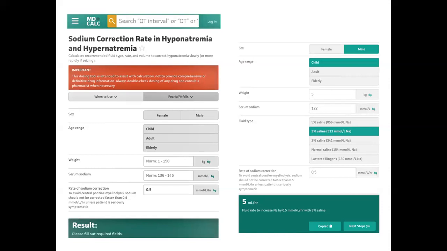In this particular child, my target is only 6 milliequivalents. For 6 milliequivalents, what is the rate I have to keep here? Roughly around 0.25. So once you put 0.25 here, you need to select what type of fluid you want to infuse.